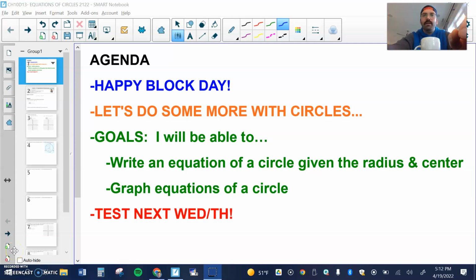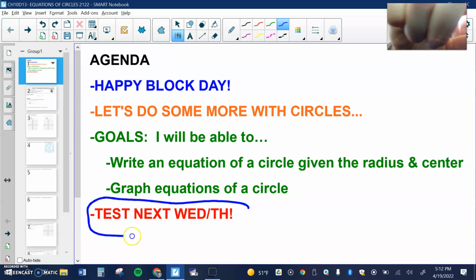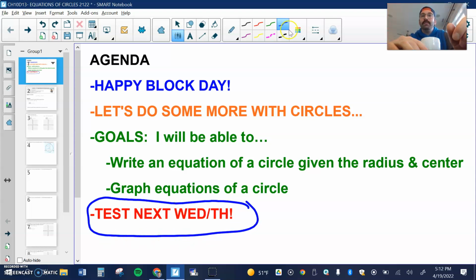Let's get going. We're going to do another day of circle equations. All right, happy block day. Remember, we're going to have a test in a week from today. It's kind of a check-in just to see where you're at with the material, but it's a test, an overall cumulative assessment of Chapter 10, everything that we've done throughout the chapter.